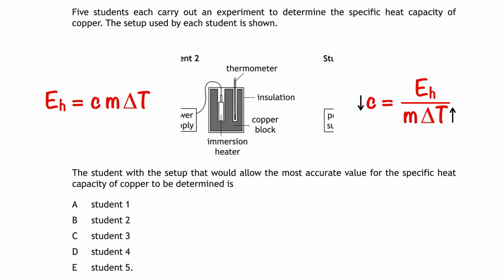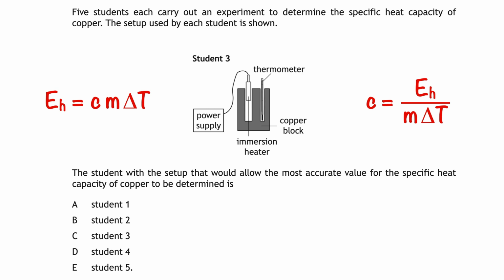What about student 3's setup? Not only is there no insulation, the immersion heater hasn't been fully inserted into the copper block. Because of this, lots of heat energy will be lost to the surrounding air, and the copper block will have a much lower change in temperature. The value of specific heat capacity will be too high.